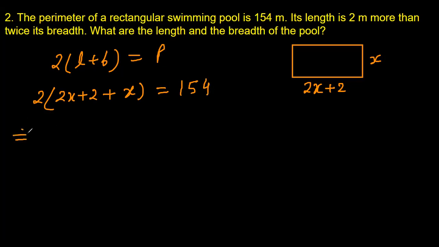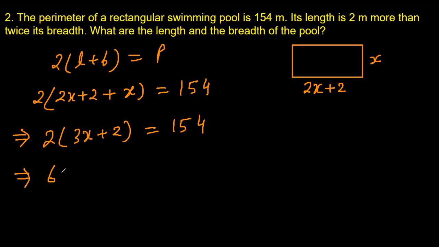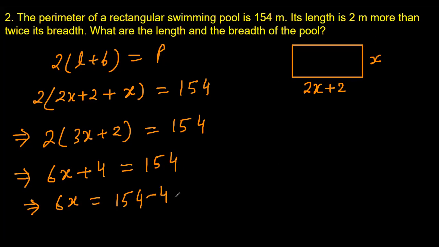So this implies we can add the like terms. 2x plus x is going to be 3x, plus 2, is equal to 154. Multiply 2 times 3x is 6x, 2 times 2 is 4, is equal to 154. Yes, this means we get 6x is equal to 154 minus 4.